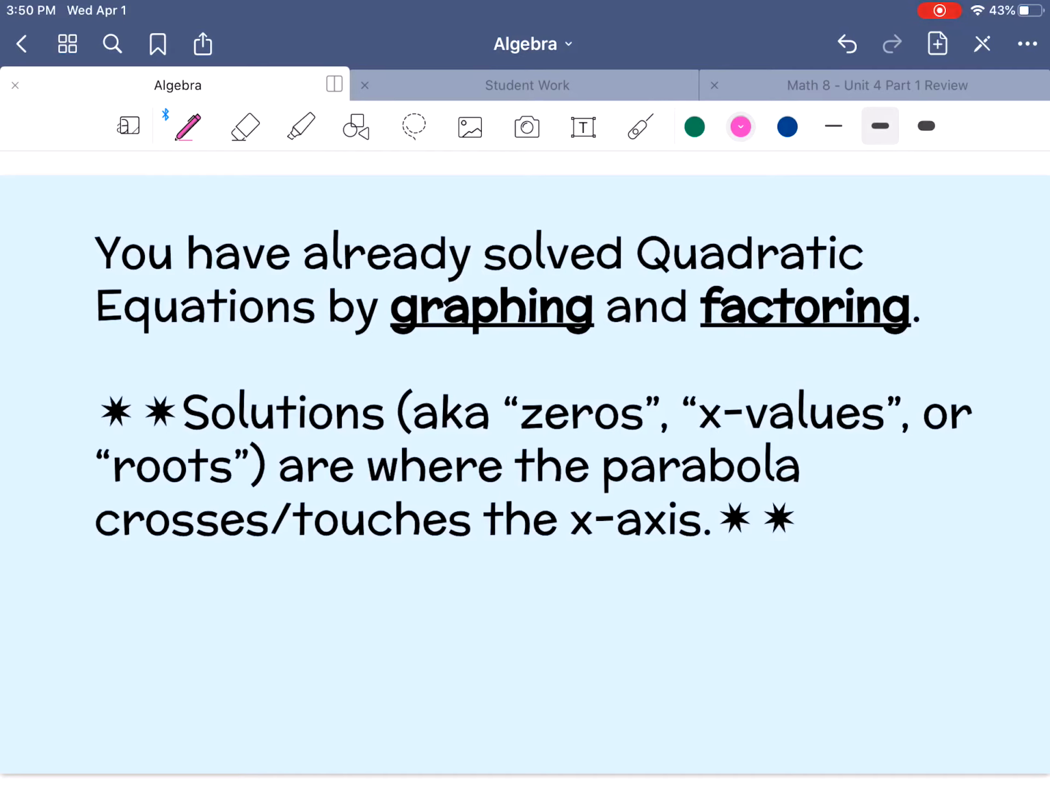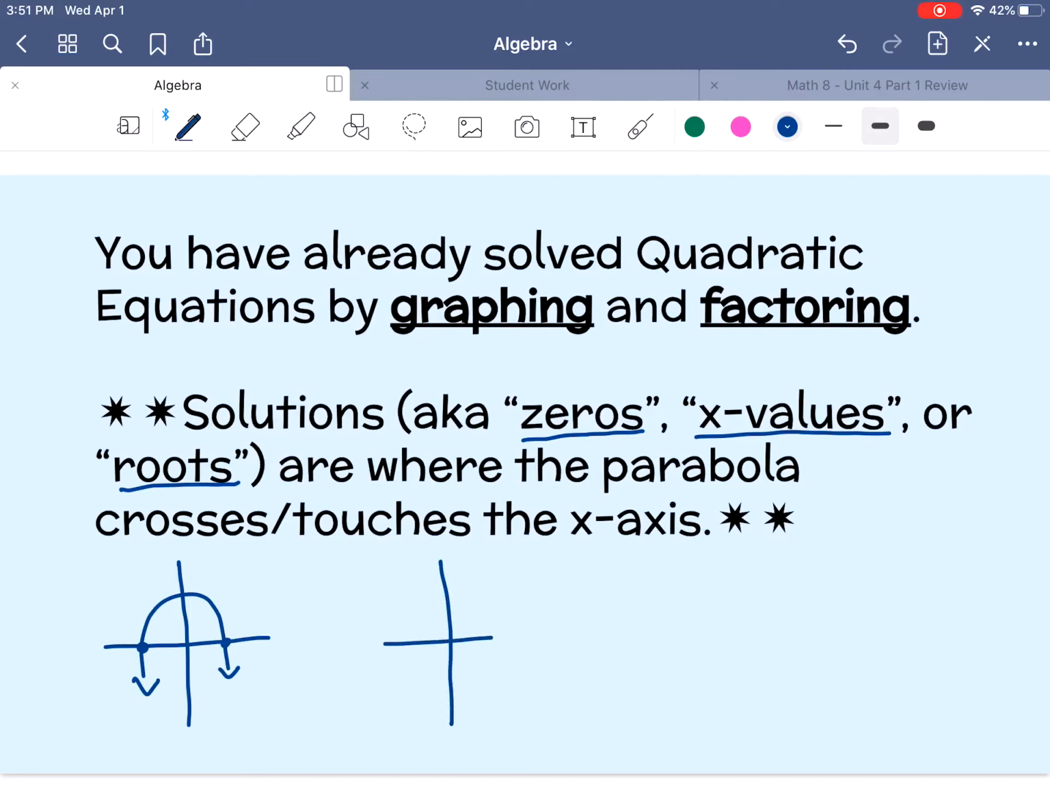The other names for solutions are zeros, the zeros of the function, the x values, and the roots. So these solutions, remember, are where the parabola crosses or touches the x-axis. So we could have two solutions. We could have one solution, and we can have no solutions.